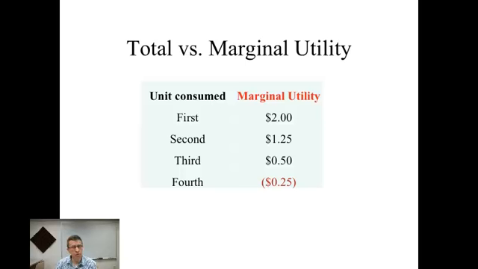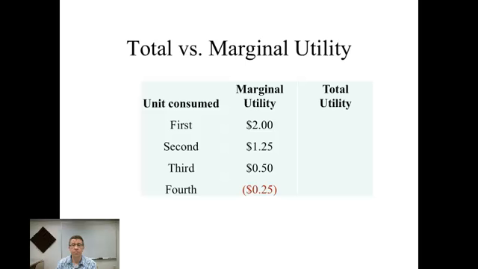So what's the total utility? Well, the consumer gets $2 in satisfaction from unit 1 and $1.25 in satisfaction from unit 2. Total utility is $3.25. For the third unit, the total utility, well, you get $2 in satisfaction from the first, $1.25 and 50 cents. And we could fill in the chart. It's just adding up the marginal utilities. Note, the fourth unit's negative.